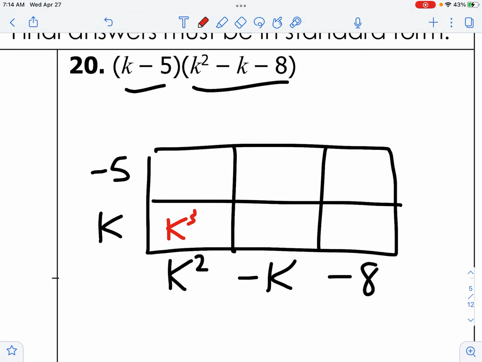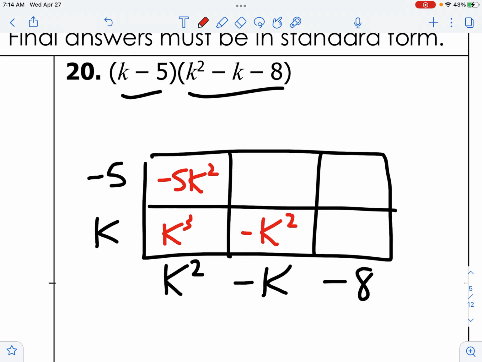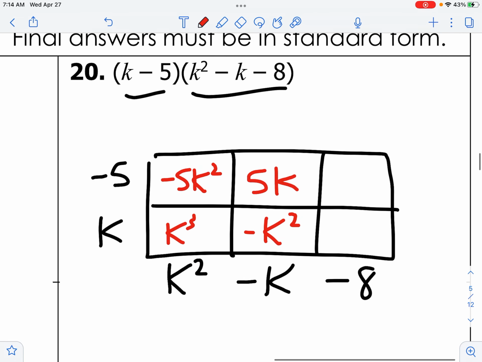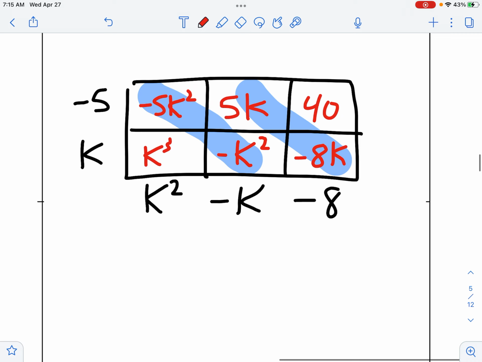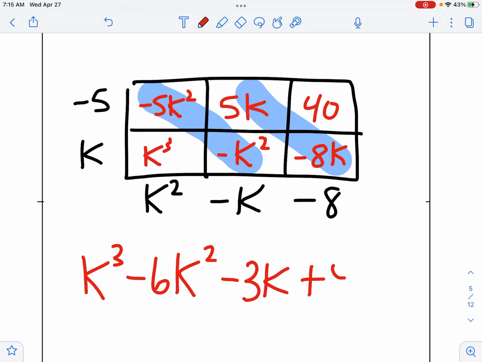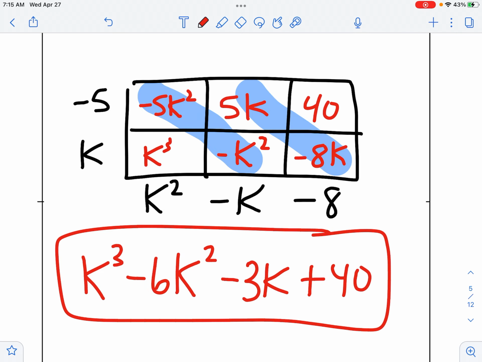So k to the third. k squared times negative 5 is negative 5k squared. Negative k times k is negative k squared. Negative k times negative 5 is positive 5k. Negative 8 times k is negative 8k. And negative 8 times negative 5 is positive 40. Now I have two sets of like terms, so I have like terms here and like terms here. When I combine those together and write my answer, I get k to the third minus 6k squared minus 3k plus 40. Those are the most difficult ones you'll have to do.